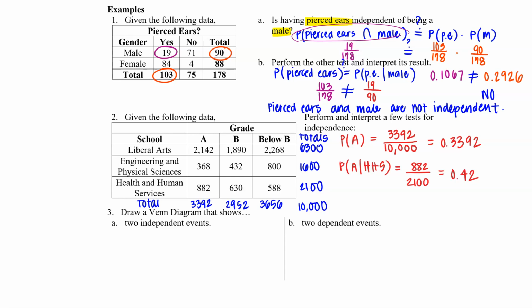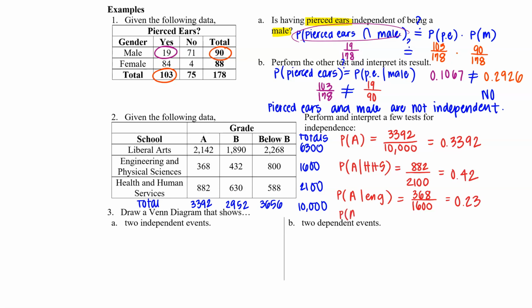If I wanted to just kind of see what all the different probabilities would be, I can do a couple more tests out of curiosity. What is the probability of having an A average given that they are part of the engineering school? Well, there are a total of 1,600 students in the engineering school, and 368 of them have an A average. This is approximately 0.23. So it does appear that this average is lower.